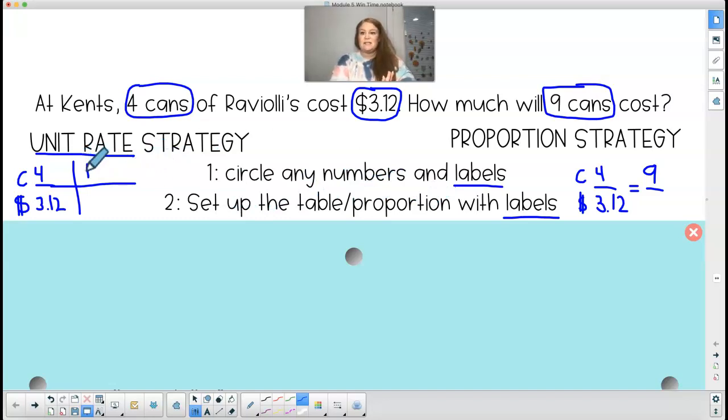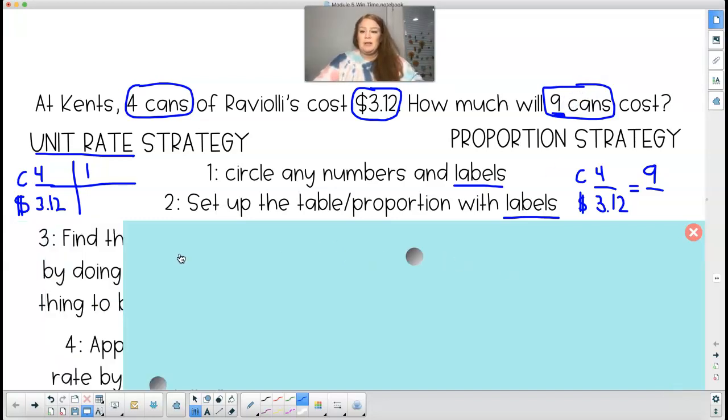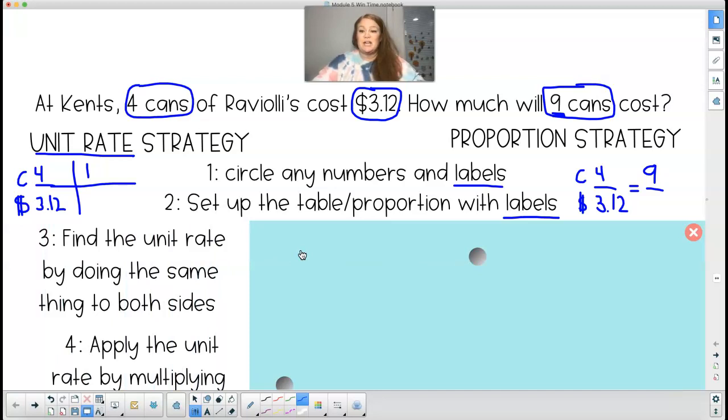The first difference here is this one is a unit rate. This one, I'm skipping straight to the actual problem. I want 9 cans. So let's look at our unit rate strategy for a second, and we'll come back to our proportion strategy. So I want to find the unit rate by doing the same thing to both sides.